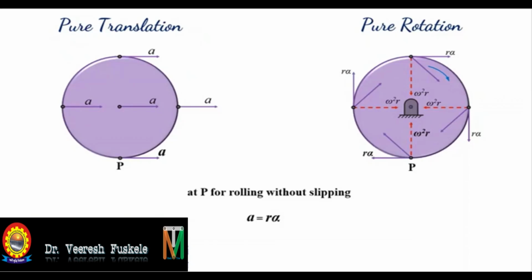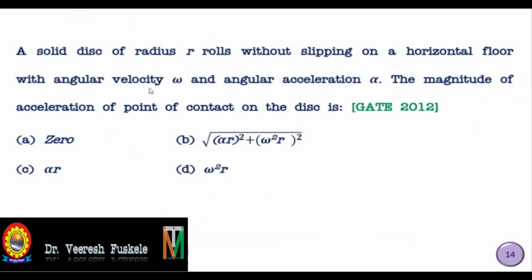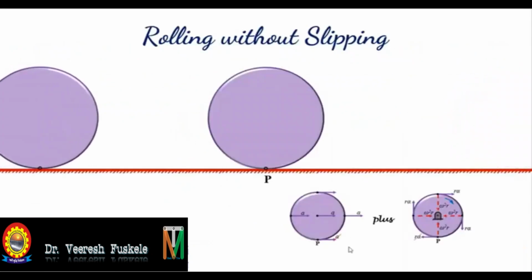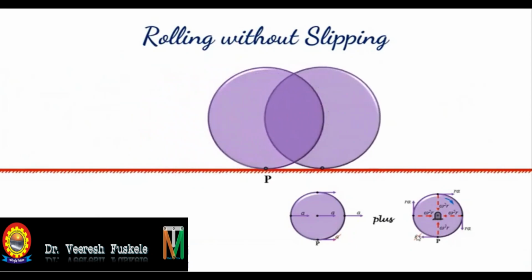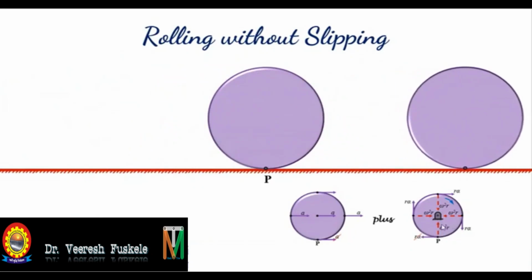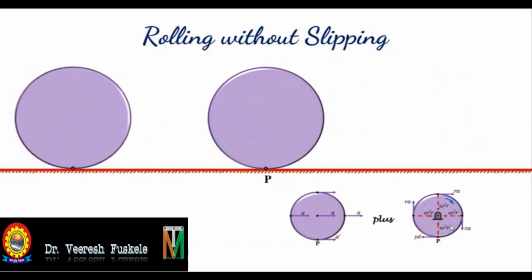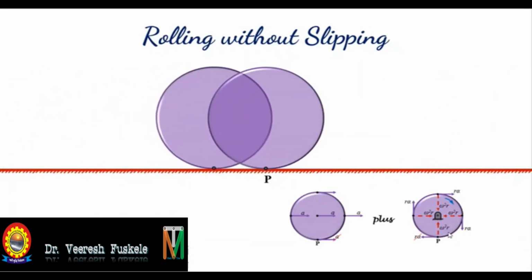Now let us see the question. The question was, we have to find out the acceleration of the point of contact on the disk. So as per our discussion, omega square r is the right answer. As we can see, after the cancellation of a and r alpha component, omega square r is still remaining. So omega square r, that is the option D, is the right answer.